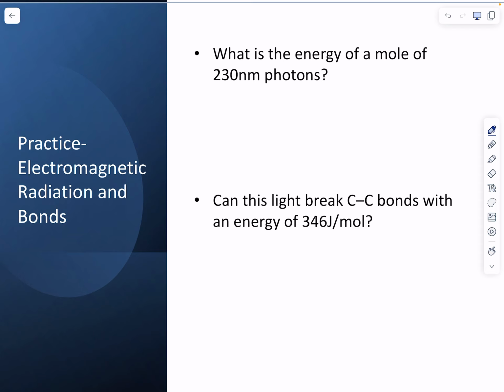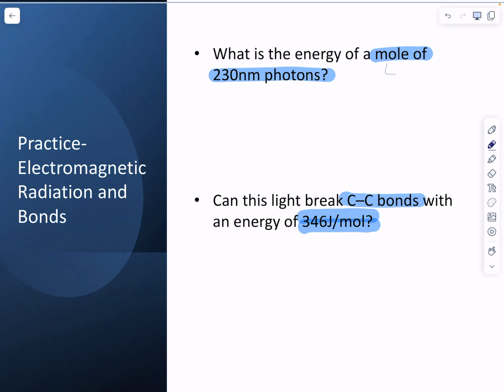I'm just going to tell you that a bond between two carbon atoms has an energy of 346 joules per mole. That means if you have 1 mole of carbon-carbon bonds, it would take that amount of energy to break those bonds. So what we're going to ask is if we had a mole of 230 nanometer photons, is that enough to break that bond?